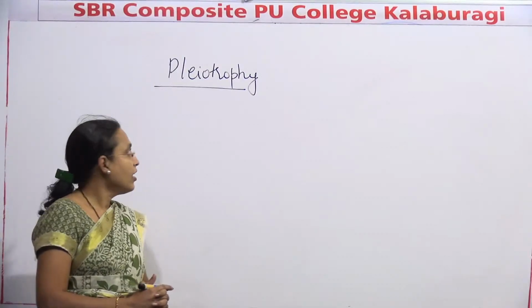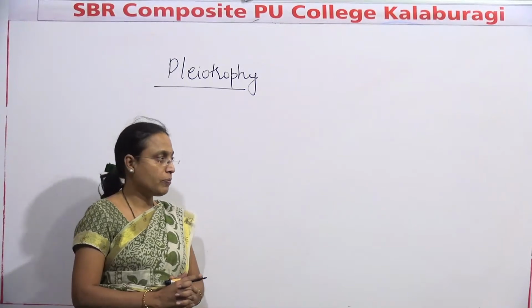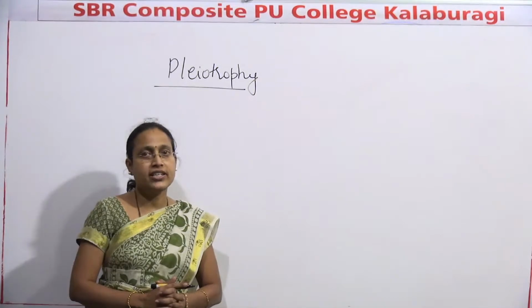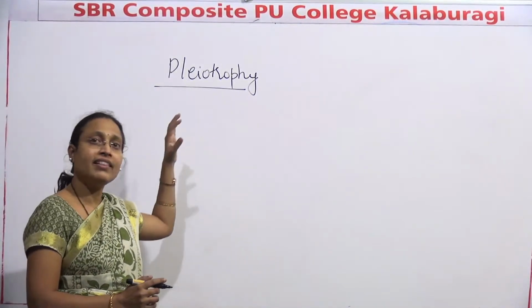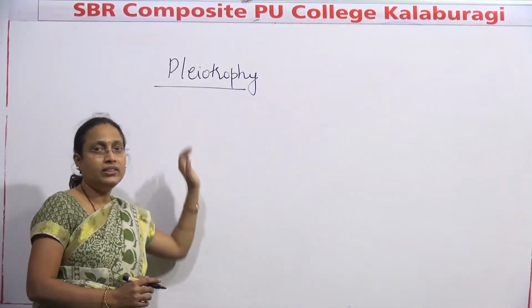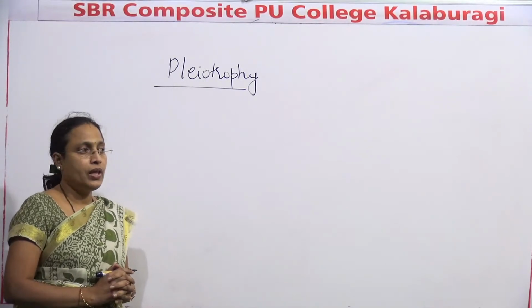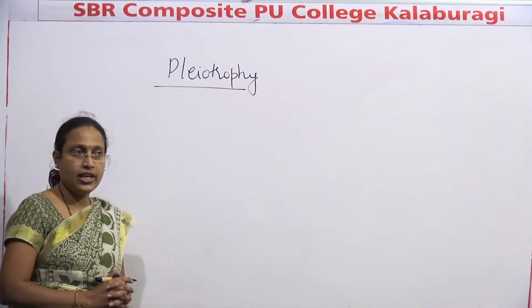So students, today I will be explaining the concepts called pleiotropy, multiple allelism, and polygenic inheritance. And what are the main points in these concepts? I'll start with pleiotropy. Pleiotropy is the expression of many characters by a single gene.